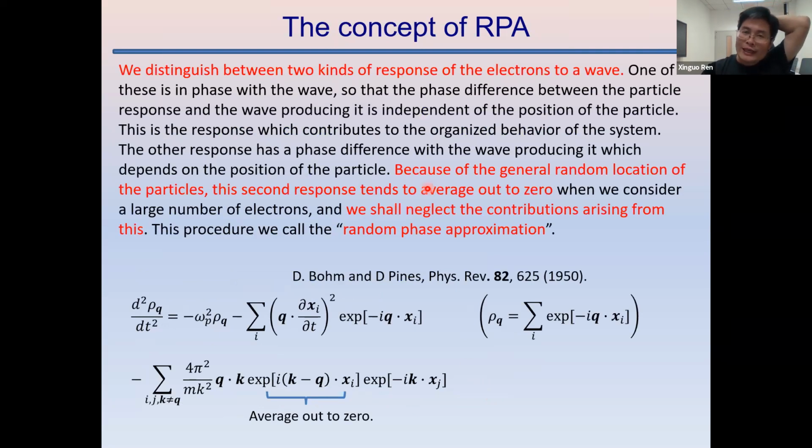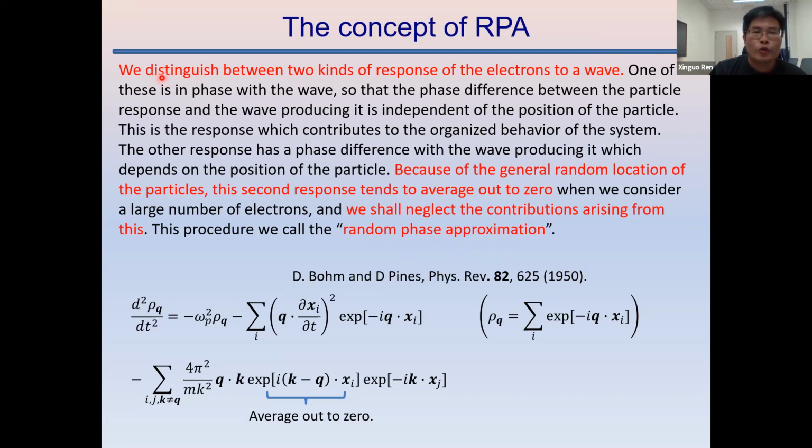So what's the concept of Bohm and Pines for RPA? Actually, this paragraph was copied from their paper in 1950. So here is where this name, random phase approximation, first appeared. The essential idea behind this approximation is this.